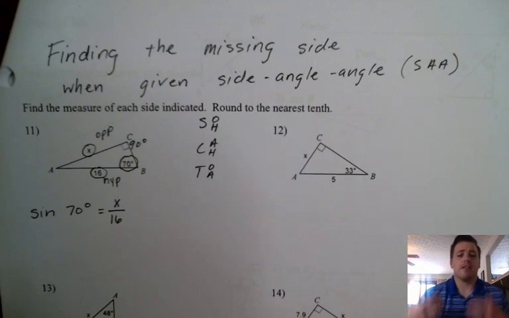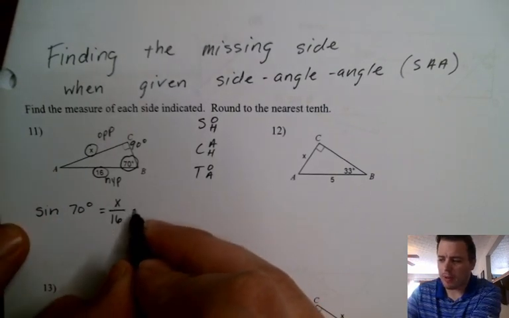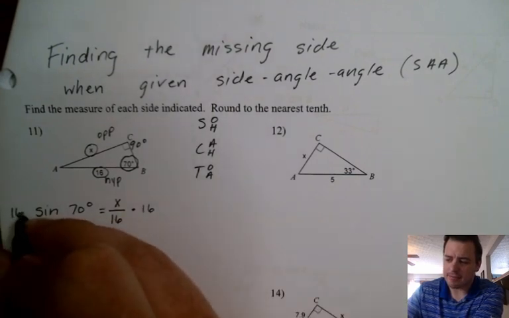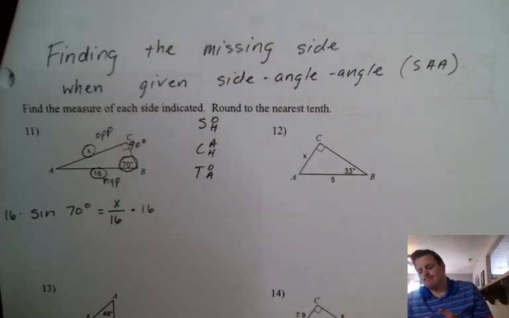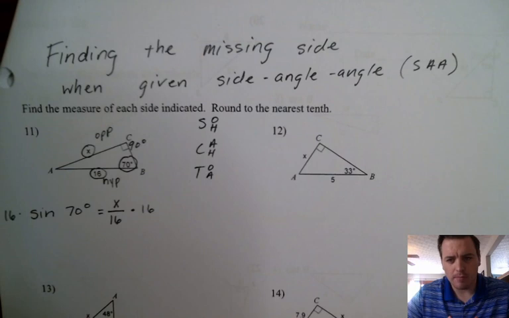Very cool. So then from here, what we need to do is just isolate x to see what x is. So we multiply both sides by 16. Now, we don't know what sine of 70 degrees is. That'll make a little more sense a little later on. But sine of 70 degrees.